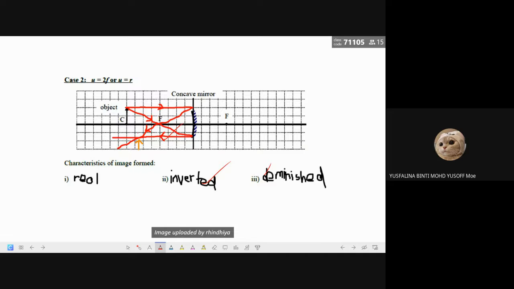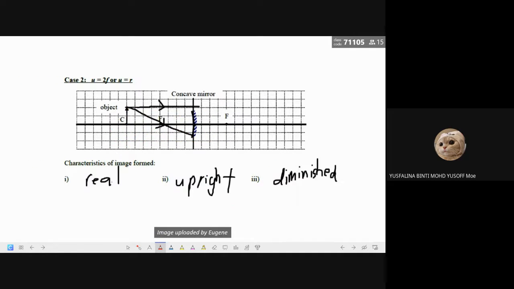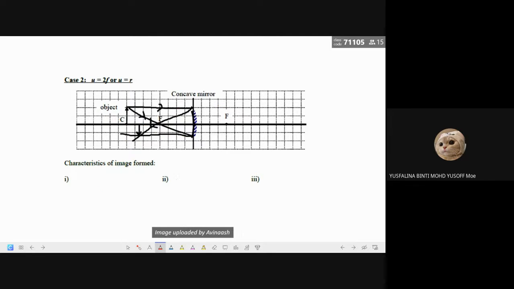Diminished. The image should be like this, not like, okay. Maybe because you didn't use the ruler. Upright? No, it's not upright. It's still not finished yet, Eugene. But this one actually has to be the same size. It's not upright, it's inverted. Upright should be like this. So what is the characteristic of the image? And also the size is not the same. Maybe this one, what is the characteristic, Avinash?